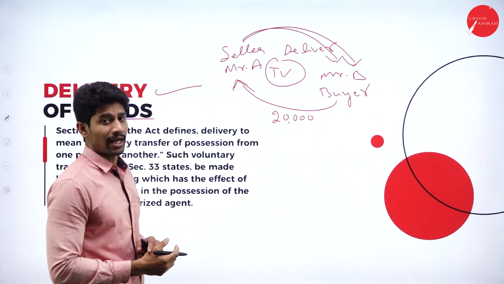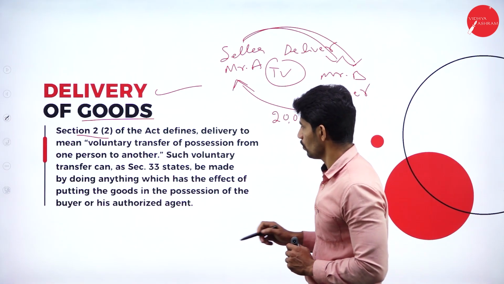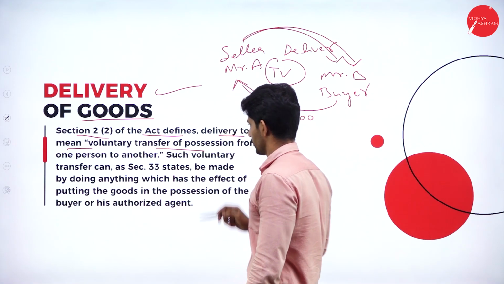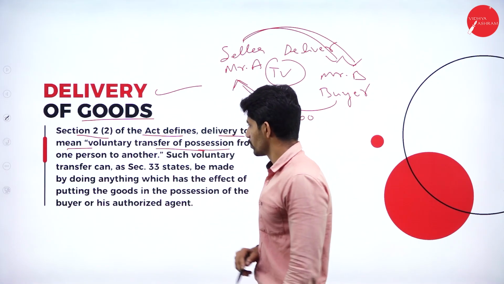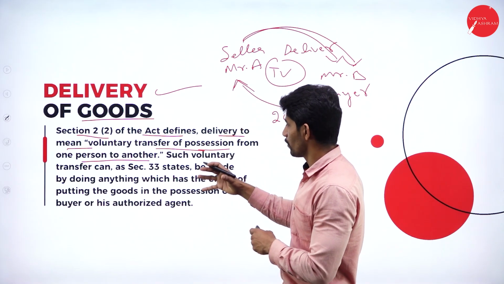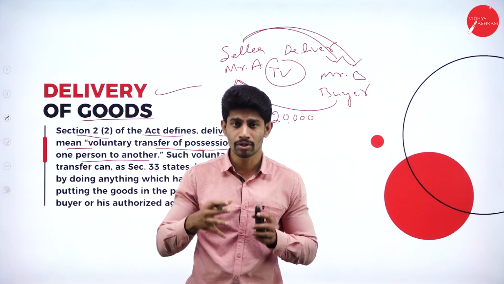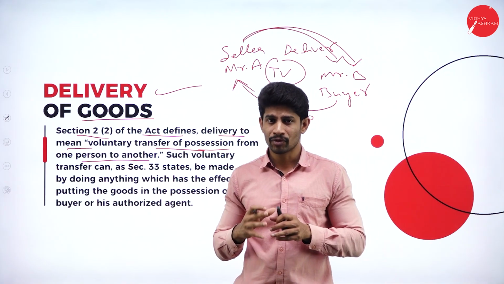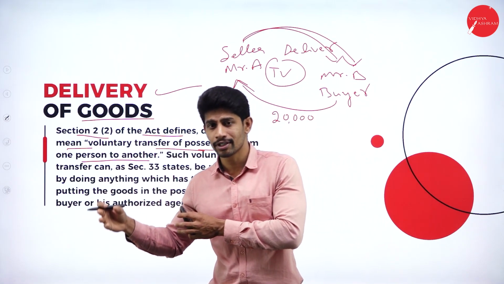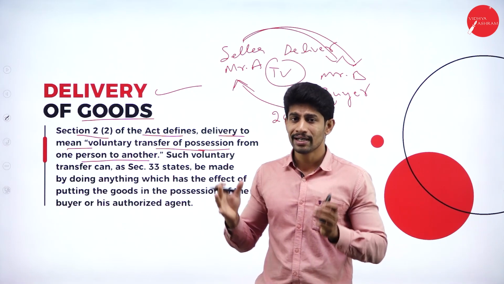So what does the Sale of Goods Act say about delivery of goods? Section 2 subsection 2 of the Act defines delivery of goods as voluntary transfer of possession from one person to another. Delivery of goods is nothing but voluntary transfer of possession of goods or ownership from one person to another. Voluntarily, without any conditions, confusions or misunderstanding, the seller is supposed to transfer the possession of the goods from him to the buyer. That is called delivery of goods.